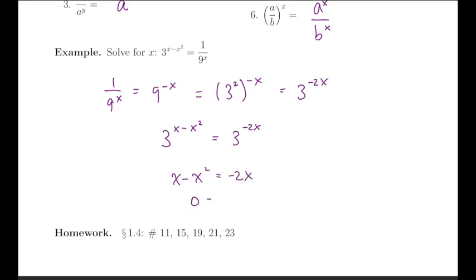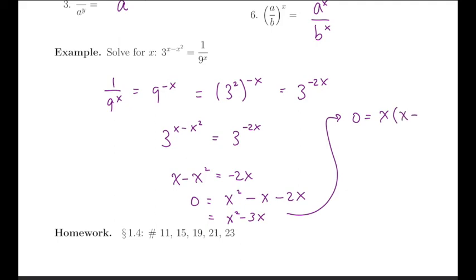Let's bring everything onto the right side. So you get 0 is x squared minus x minus 2x, which is x squared minus 3x. And that means 0 is, let's factor out the x, so we get x times x minus 3. So there are two different values of x, 0 and 3. It's easy to verify that your answers are correct by plugging in each answer into here, making sure that the left side and the right side are equal.